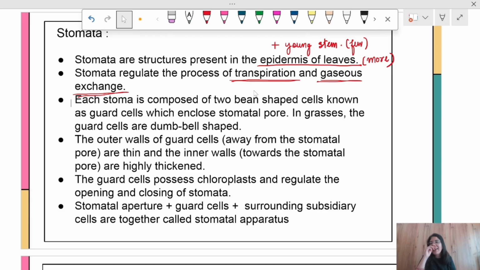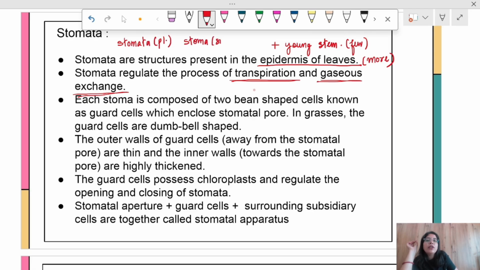Now, if I am talking about stomata, and there is one more term, stoma. Stomata, please remember, is a plural term. Okay, if I'm talking about stomata, it is a plural term. And if I'm talking about stoma, it is a singular term. Okay, stoma is a singular term. Do not get confused.